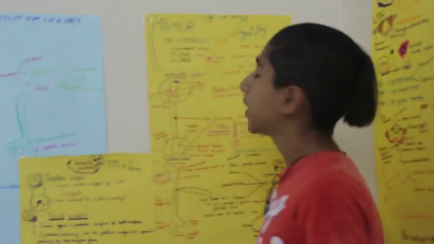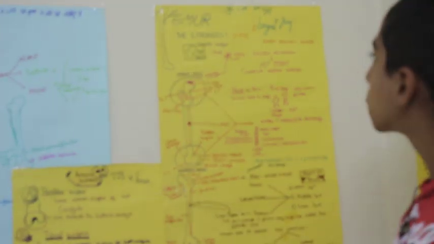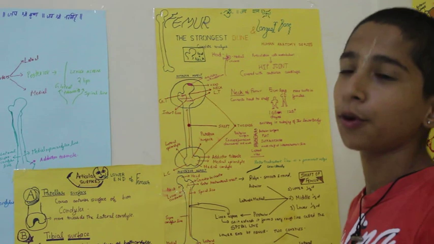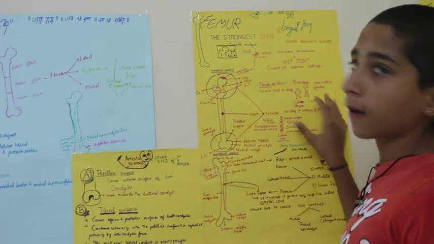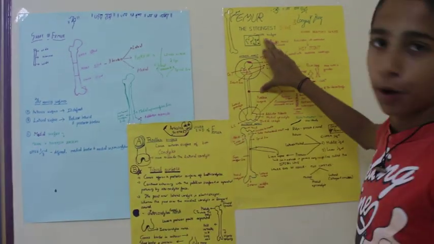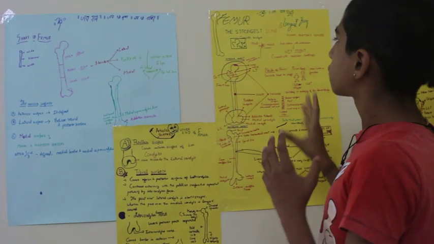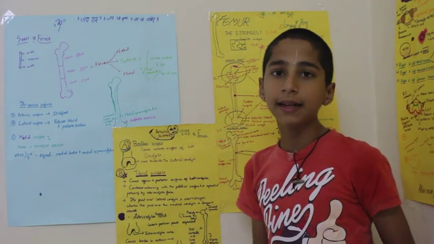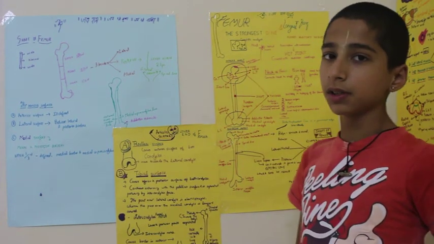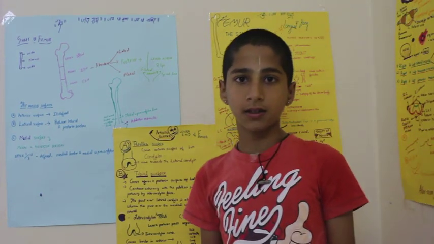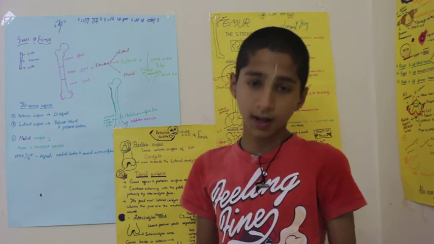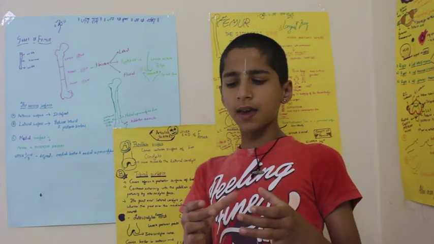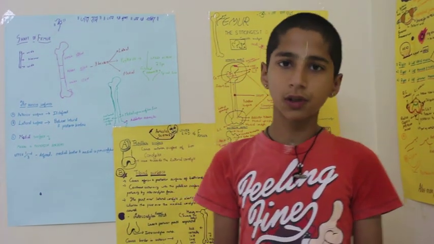So now we are going to discuss the femur bone. It is the strongest bone and also the longest bone in our body. The reason why it's the strongest bone is that it has a very powerful head and the shaft is very powerful. It's massive in size and supports the thigh, and it plays a very important role in weight transmission.